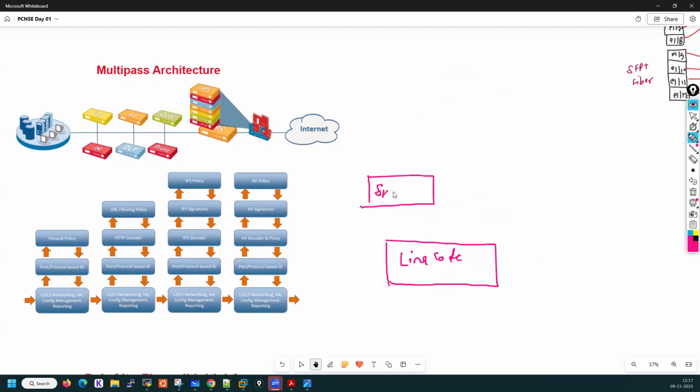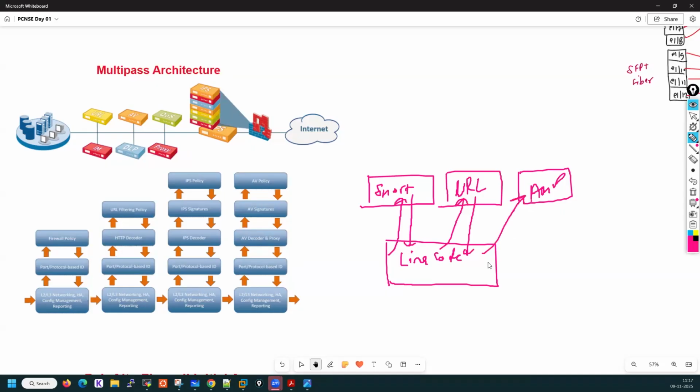Here I have Snort, here I have URL filtering (WSA), and here I have AMP code. What happens is, first it will provide layer 7 processing here, and then come back here. Then layer 7 processing here, come back. Then layer 7 here, come back. So your information is being provided to three different engines.